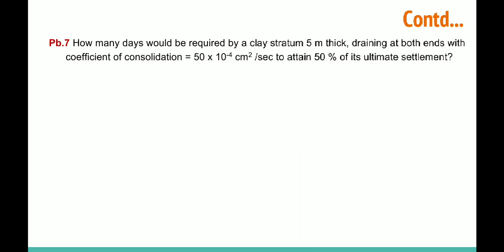Next question: how many days would be required for a clay stratum 5 meter thick, draining at both ends? This is an example of a double drainage system. Water can flow from the top and from the bottom. The coefficient of consolidation is 50 into 10 to the power minus 4 centimeter square per second, to attain 50% of its ultimate settlement.